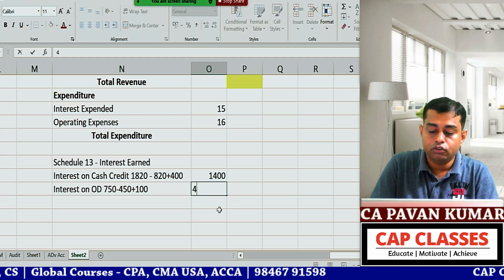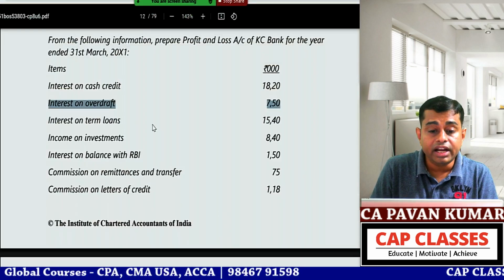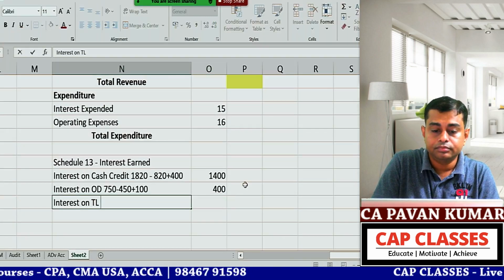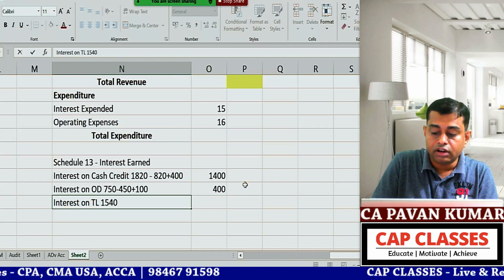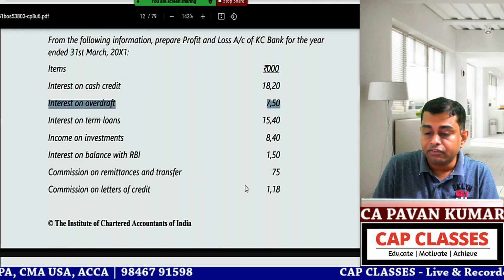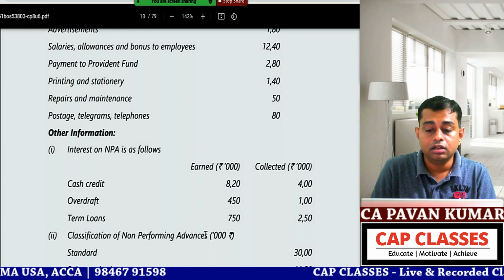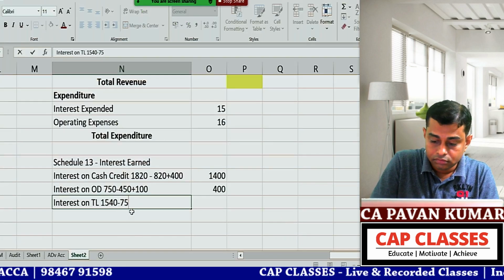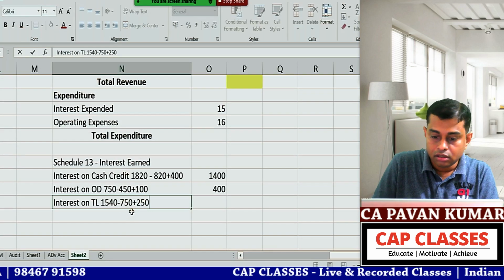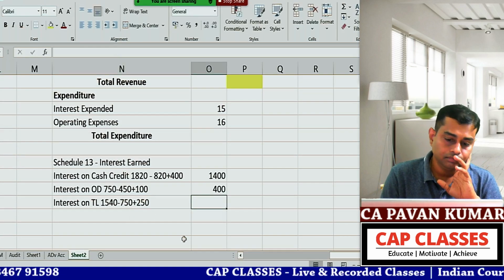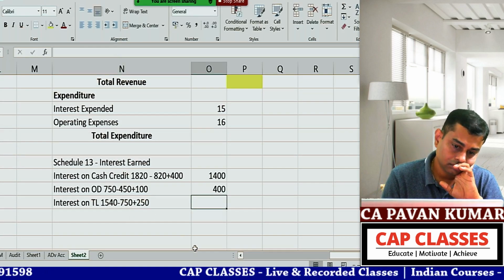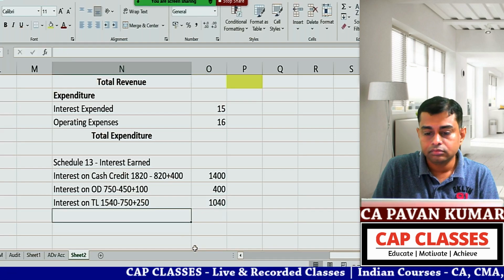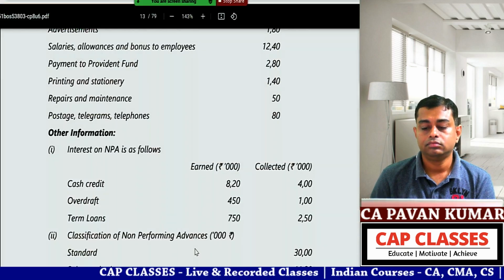400. Very good. Next, interest on term loan 1540. 1540 minus one number, plus one number. Minus 750 plus 250. Amount how much more? Is it 1040? Yes, sir. 1040. That's all.